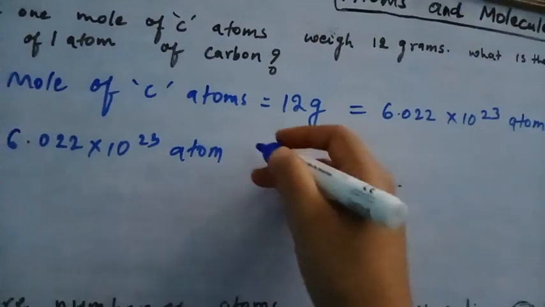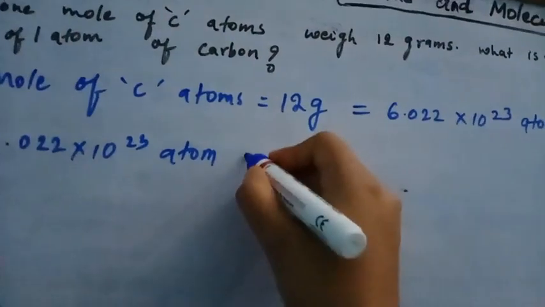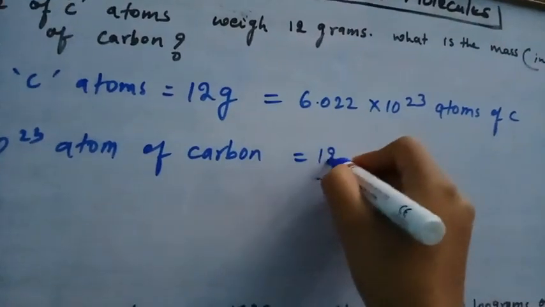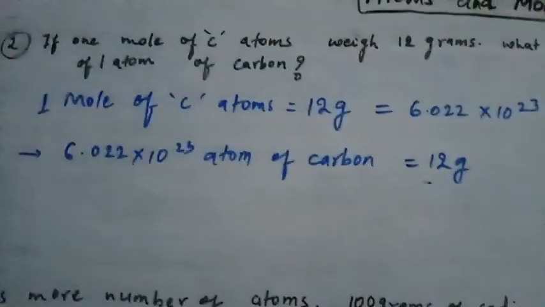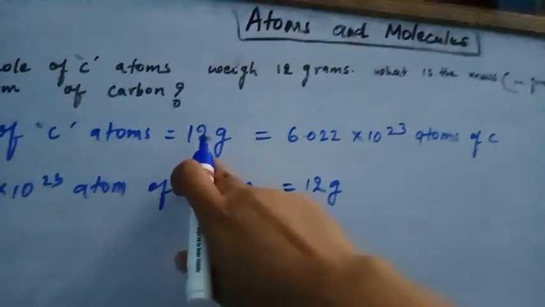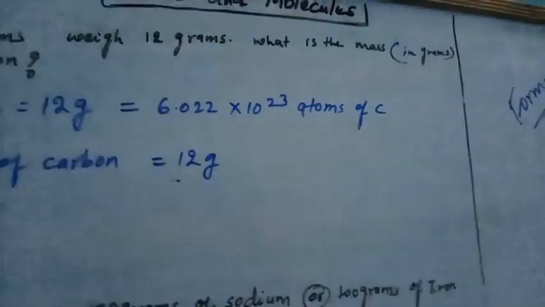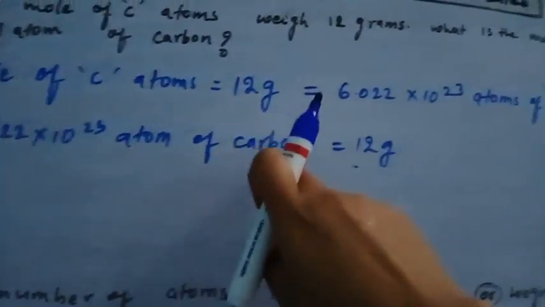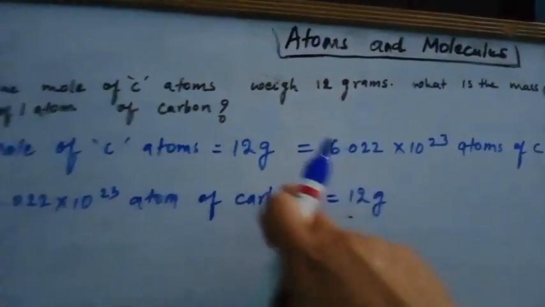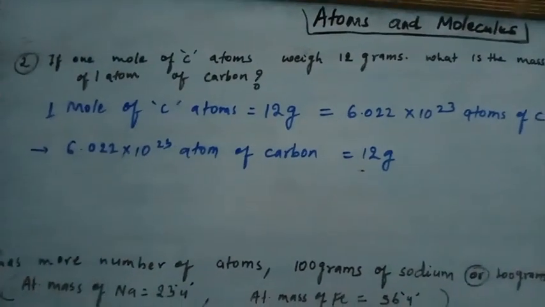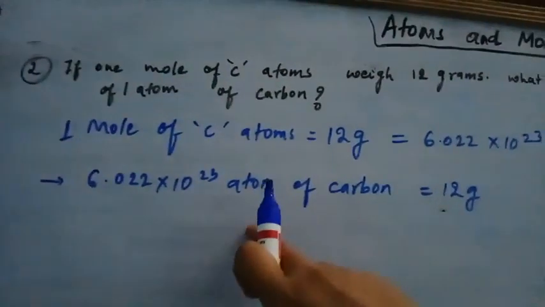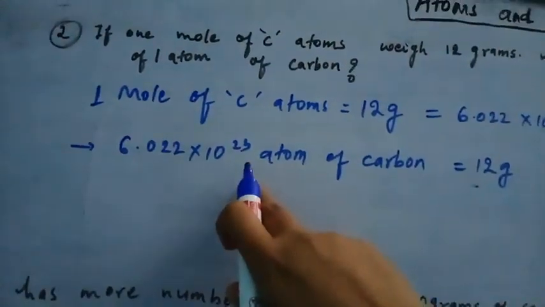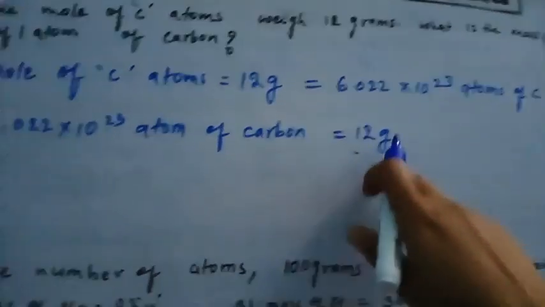Okay, so 6.022 into 10 to the power 23 atoms of carbon is equal to 12 grams. We can write 1 mole equal to 12 grams is equal to Avogadro number of atoms. So Avogadro number of atoms of carbon is equal to 12 grams by the above equation. Okay, it is asking for the mass of one atom of carbon. So 6.022 into 10 to the power 23 atoms of carbon equal 12 gram.